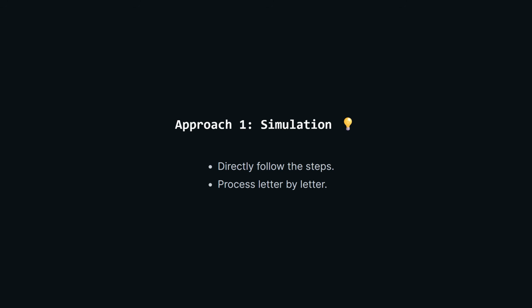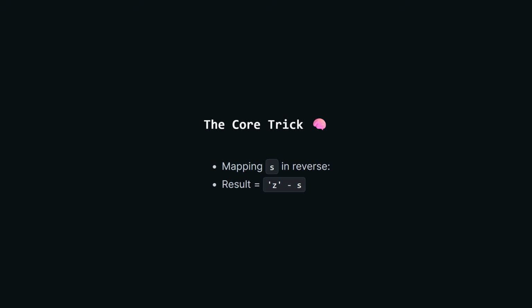The best approach for this problem is pure simulation, which means we just write code that directly executes the logic we just talked about. The only slightly tricky part is the reverse mapping, but mathematically, we can do this easily by just subtracting our sum from the character Z.